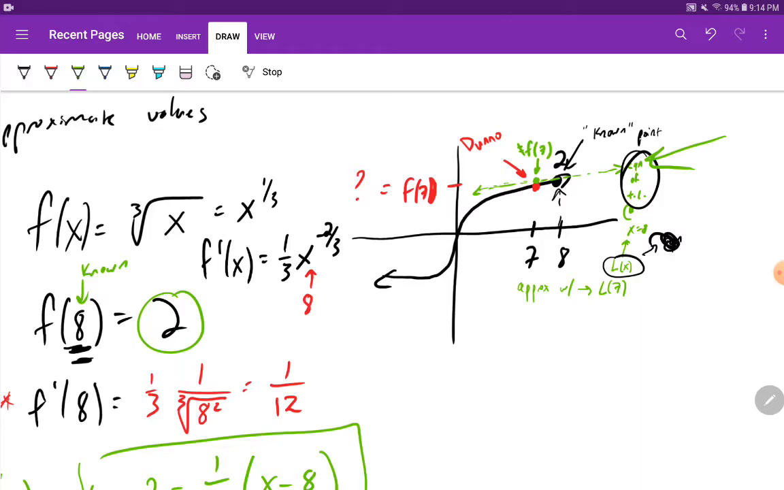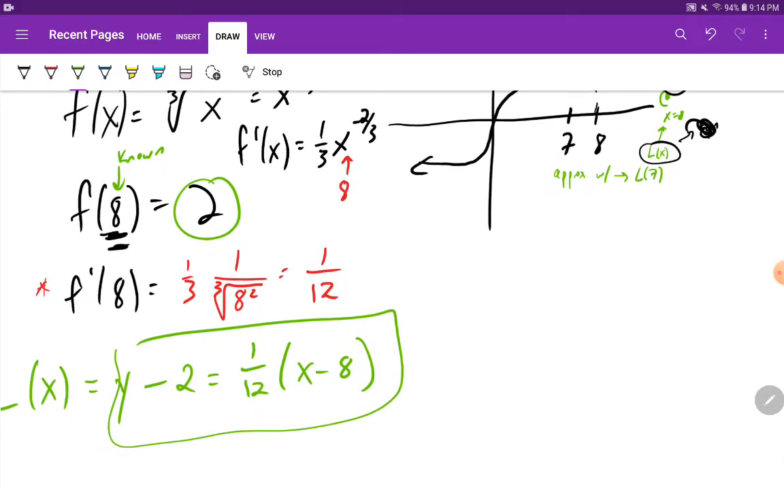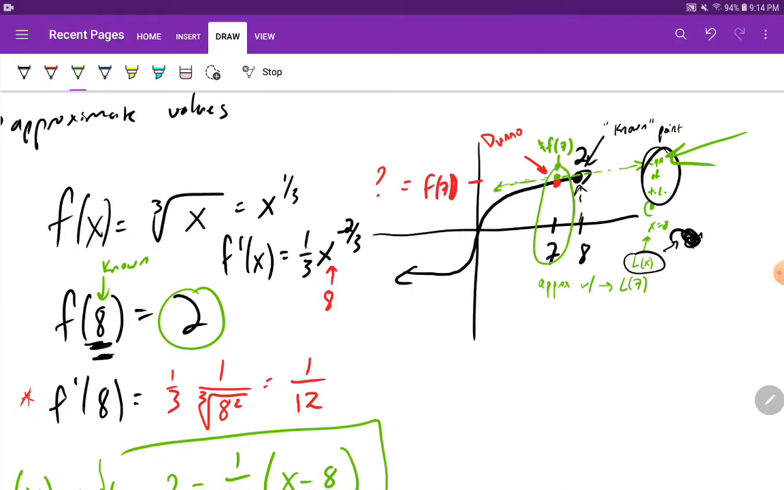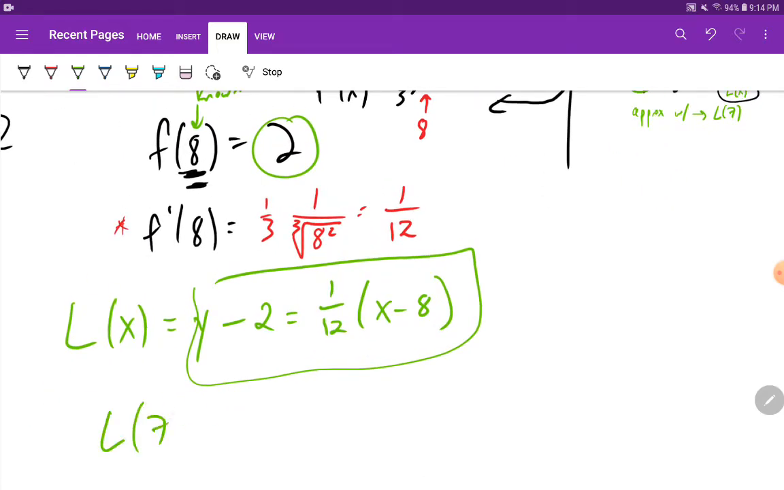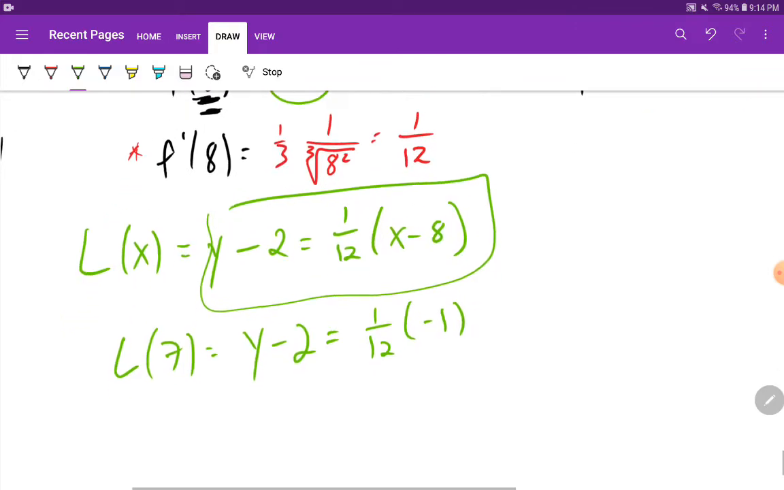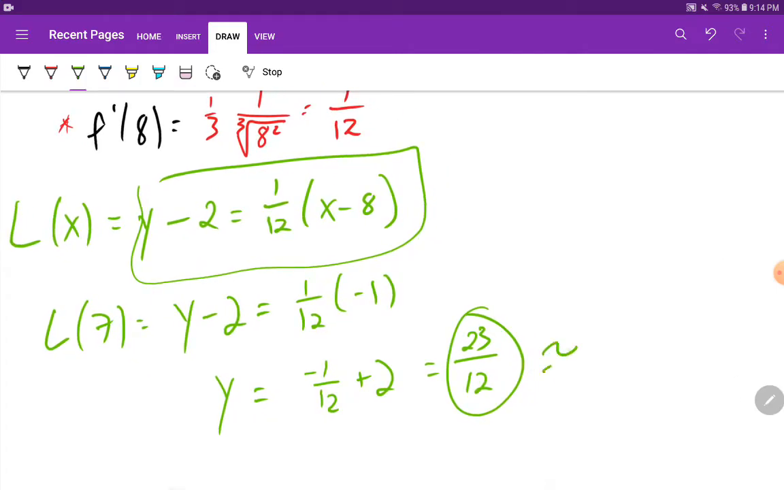Now, the whole point of this, the pièce de résistance, is that this green line represents our approximation for 7. So let's see it. What happens when I plug 7 into my linearization line? y minus 2 equals 1/12 times negative 1. Then y is equal to negative 1/12 plus 2, which is 24/12 minus 1/12, that's 23/12. And this is our approximation for f of 7.